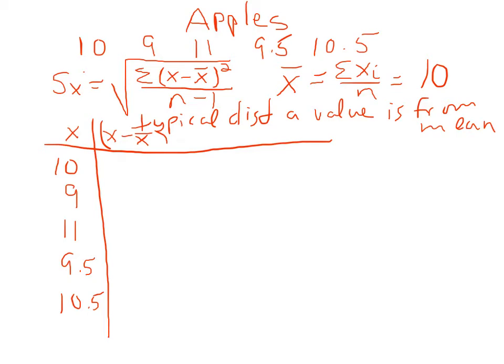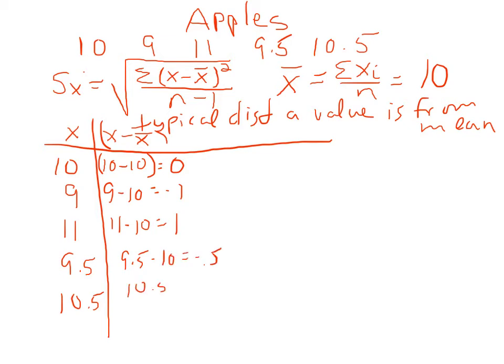Okay, so take each value, do 10 minus 10, and so this one would have a deviation of 0. 9 minus 10 would have a deviation of negative 1. 11 minus 10 would be positive 1. 9.5 minus 10, negative 0.5, and 10.5 minus 10, and that equals 0.5.